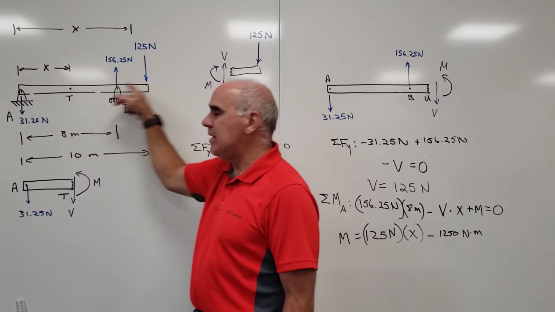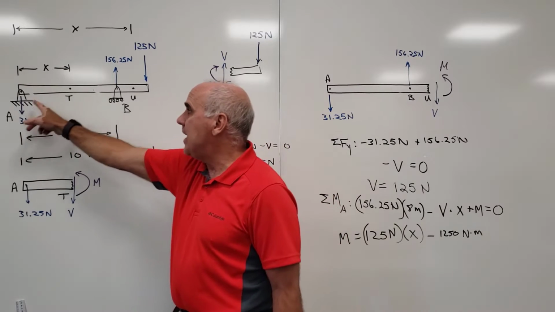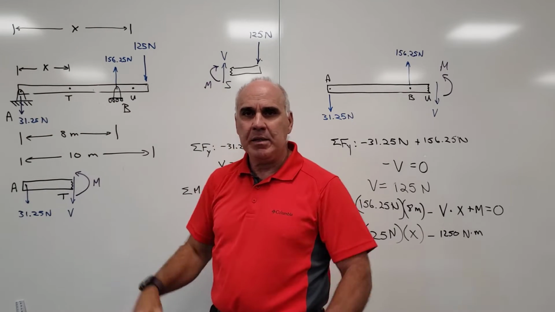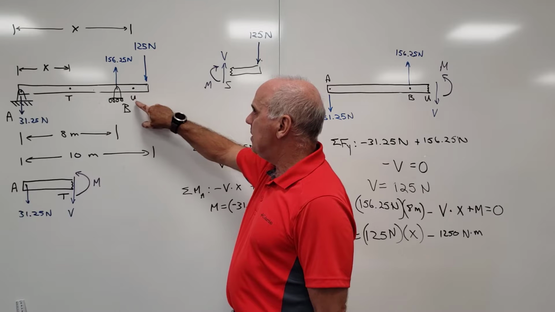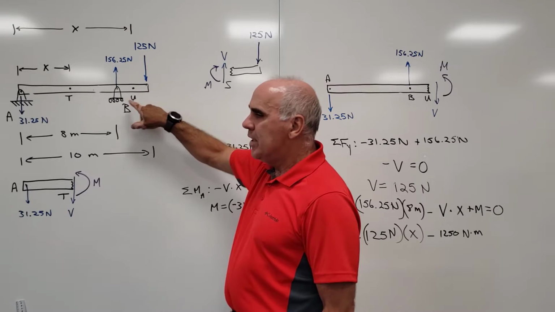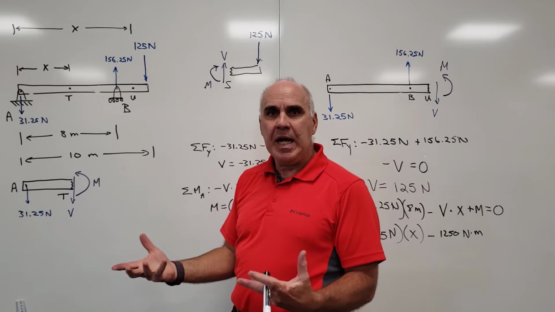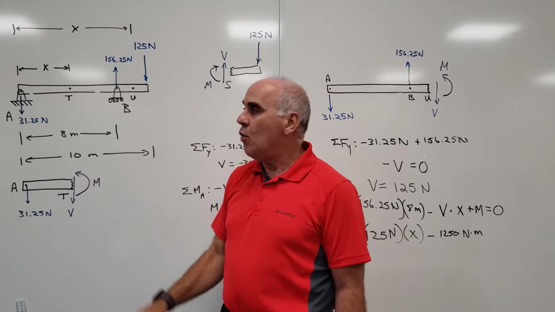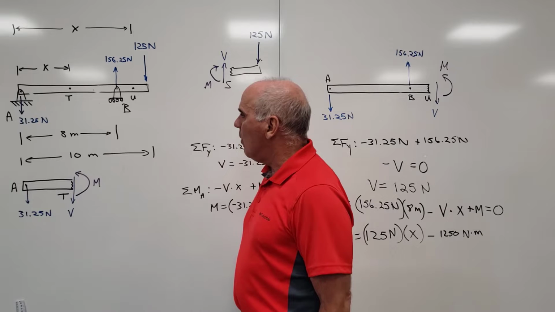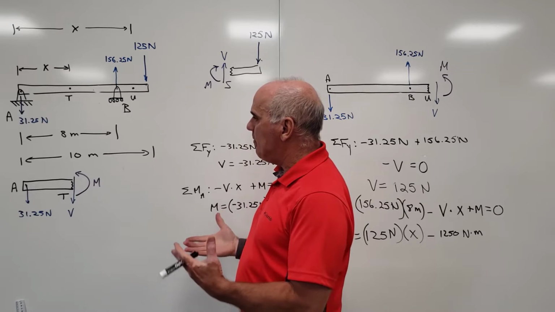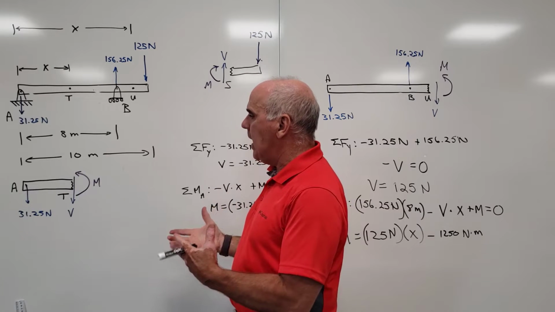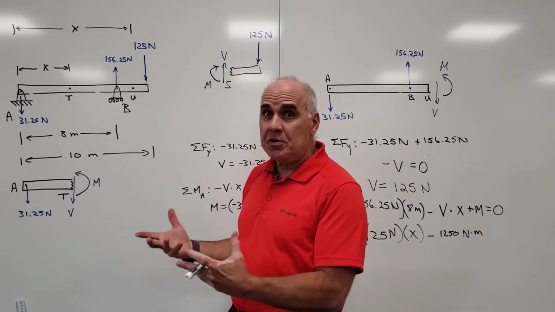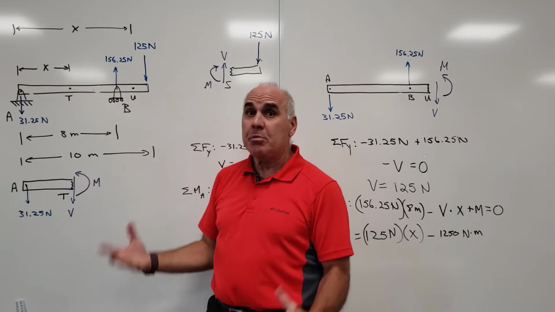So I'm assuming that the x-axis origin is at A and it's going to the right, just to kind of make life simple. And then I choose another point U. You recall from a previous video that was at 9 meters, but again I'm just going to make it some arbitrary distance x away from point A. And what we want to do is find out what are the moments and the shear forces acting at these arbitrary points.